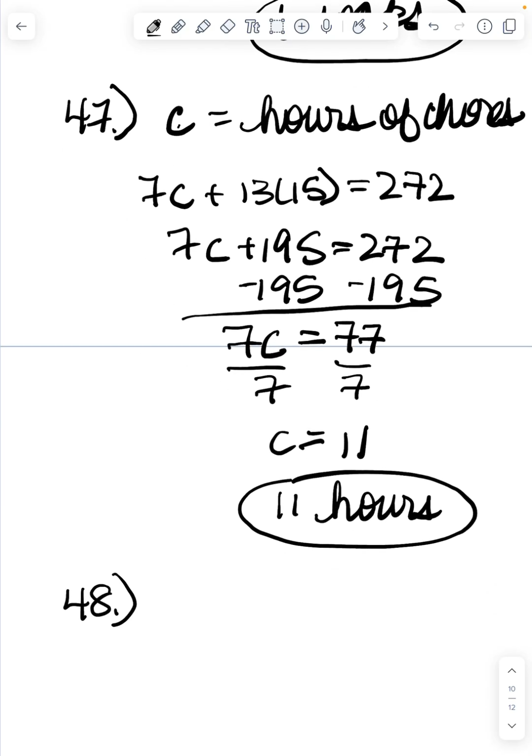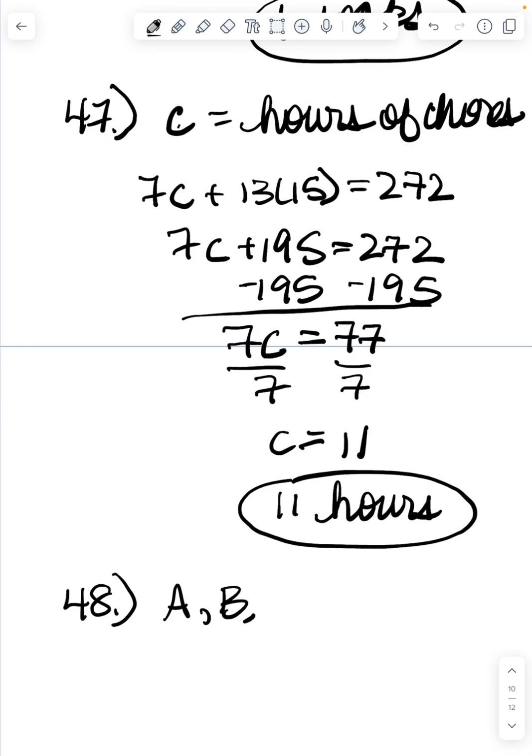Number 48. Which number is a factor of 2,730? List all the correct answers. Okay, so this is an even number, which means 2 is a factor. Add the digits up. So B is 3. So to check for B, we're going to add the digits up. That's going to get me 12. That means B, 3 is a factor.